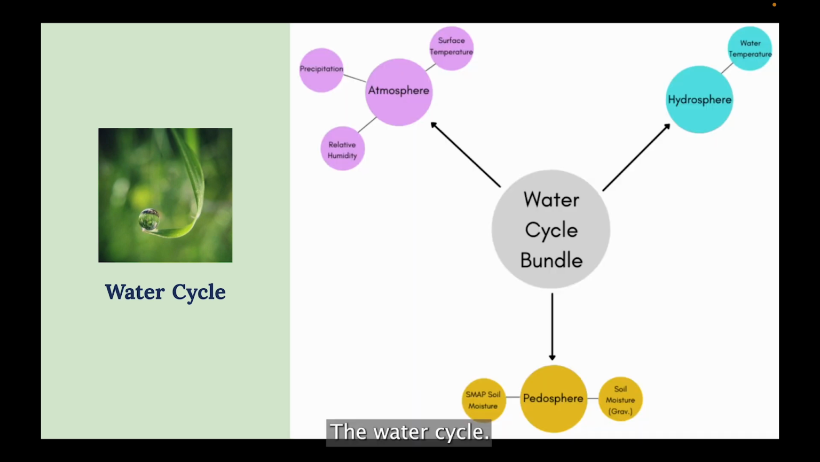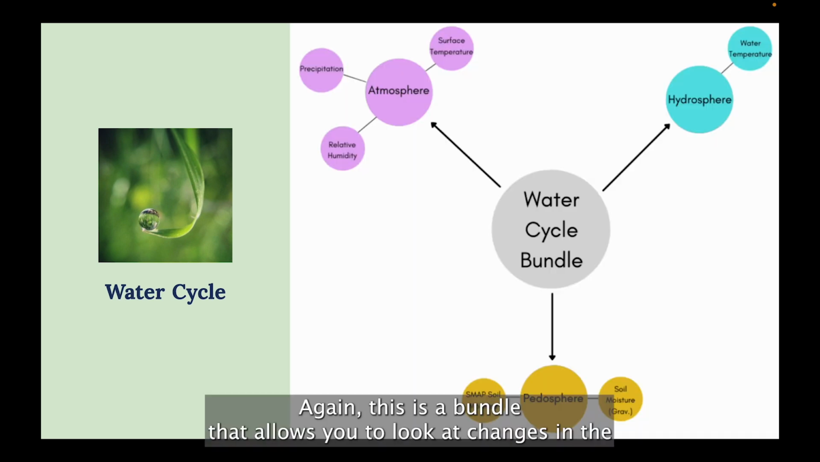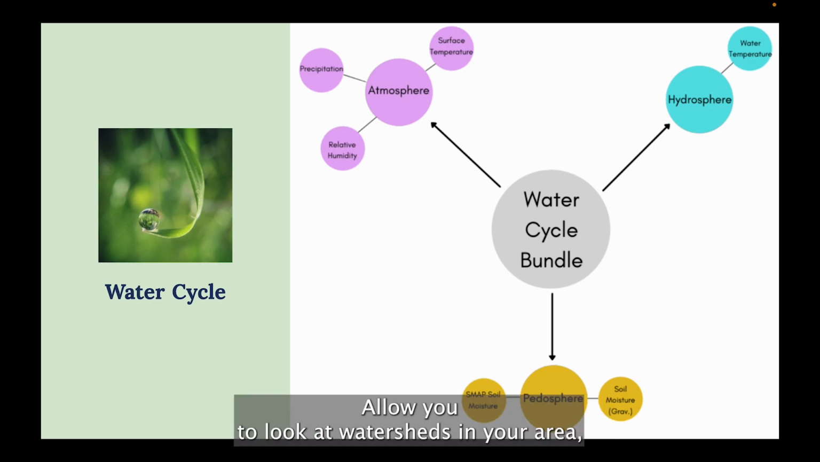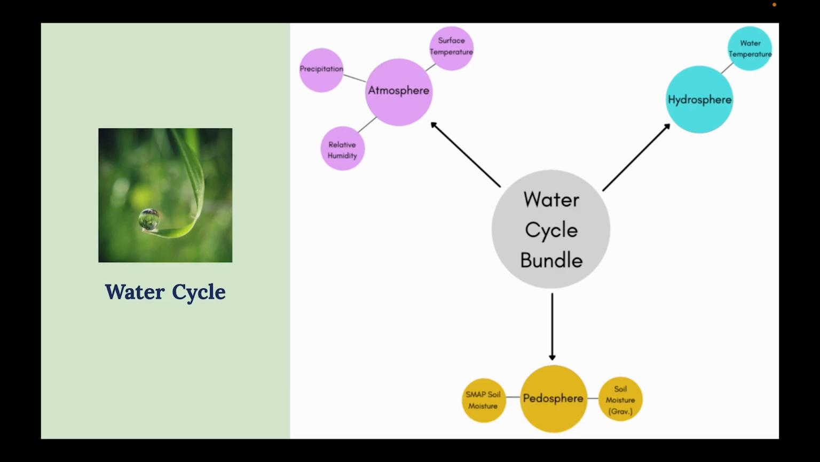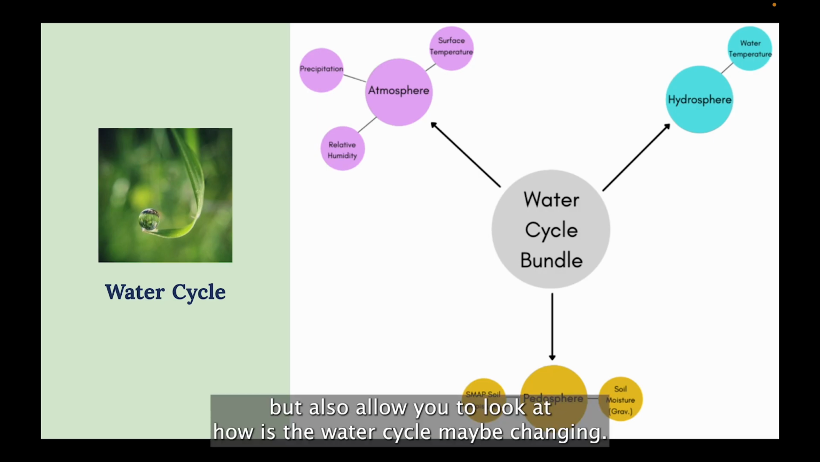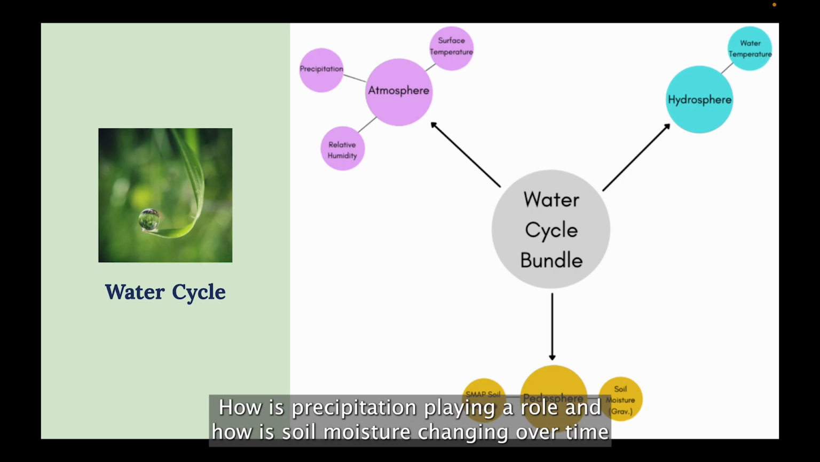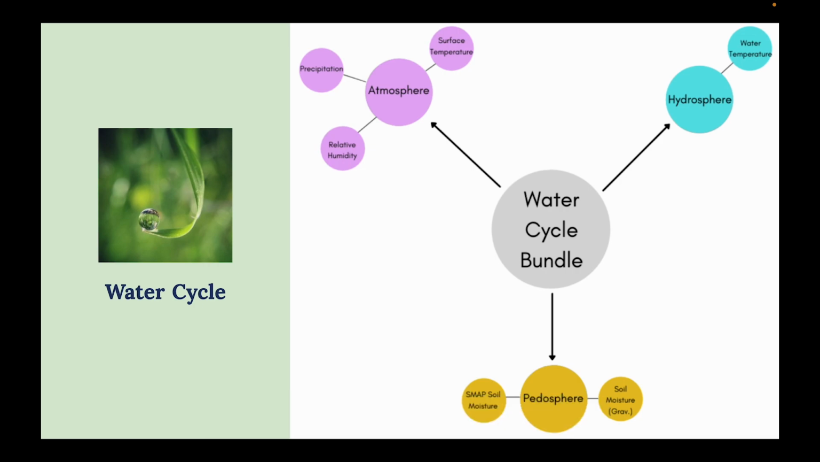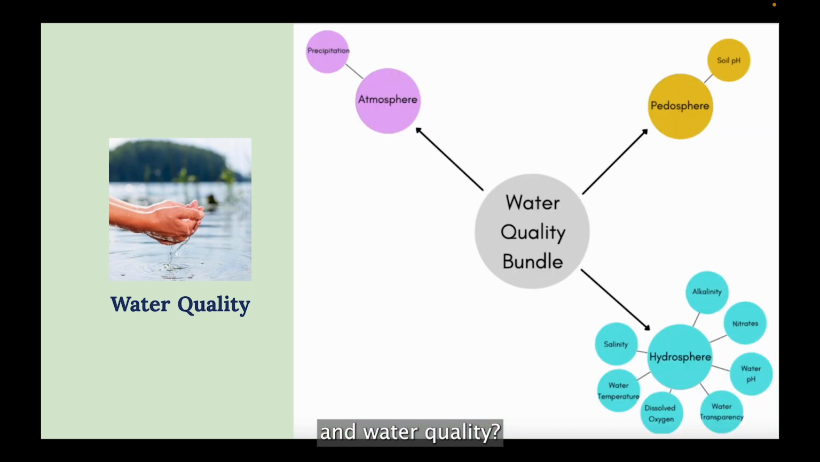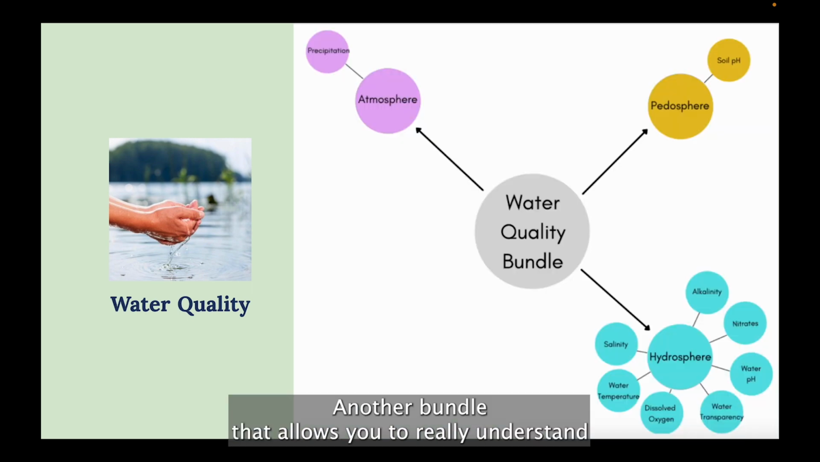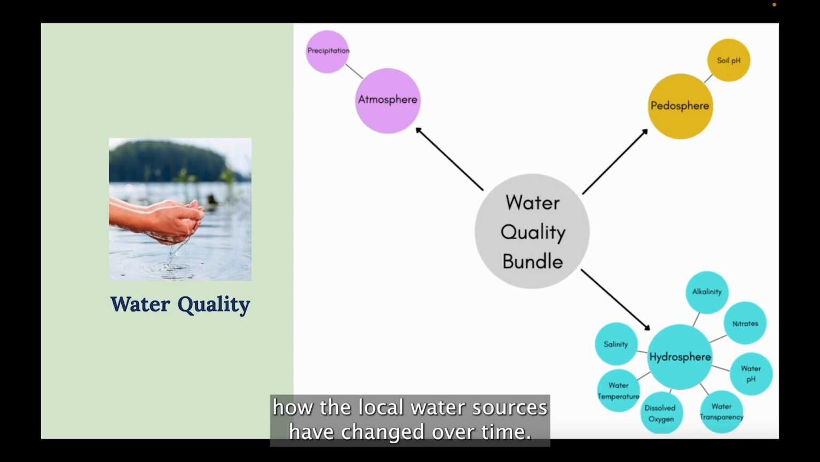The water cycle. Again, this is a bundle that allows you to look at changes in the local water cycle, allows you to look at watersheds in your area, but also allows you to look at how the water cycle is maybe changing on a regional level. Are there big changes happening? Really, how is precipitation playing a role, and how is soil moisture changing over time? And water quality, another bundle that allows you to really understand how the local water sources have changed over time.